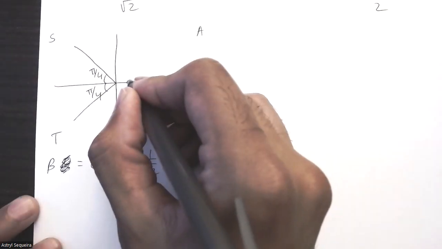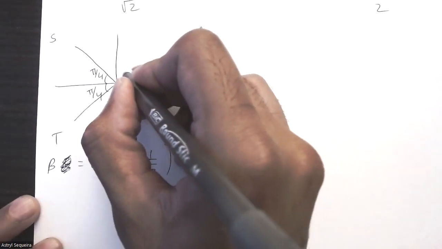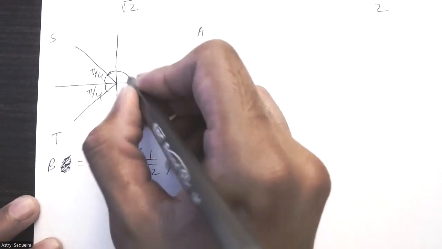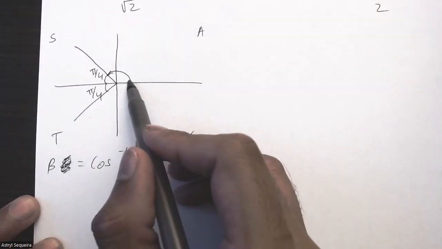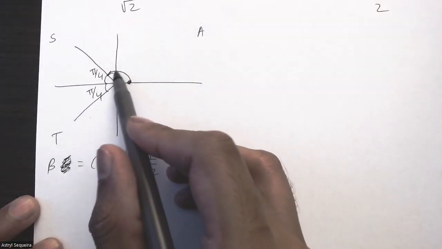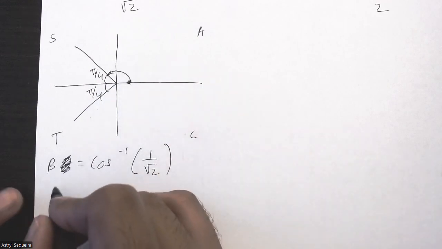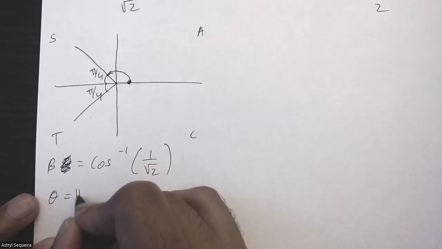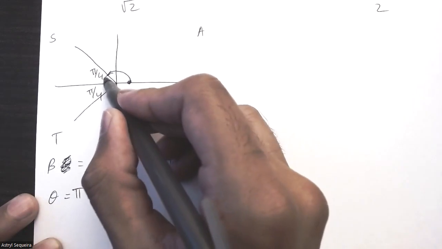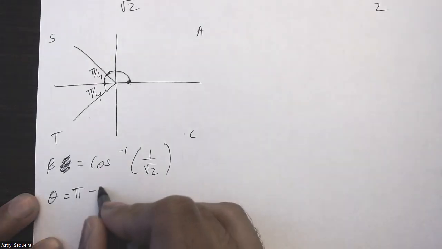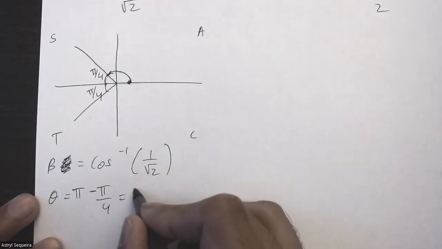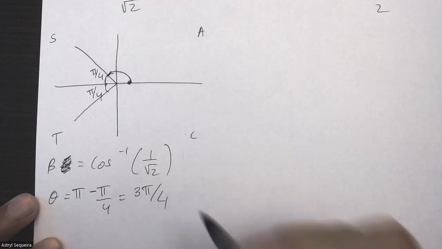My first solution is from here till this line over here. I need to find this angle over here. So to find this angle, I know that half a circle is pi. So my first solution for theta is pi, and then I'm going back a bit. So pi minus pi over 4, which is 3 pi over 4.